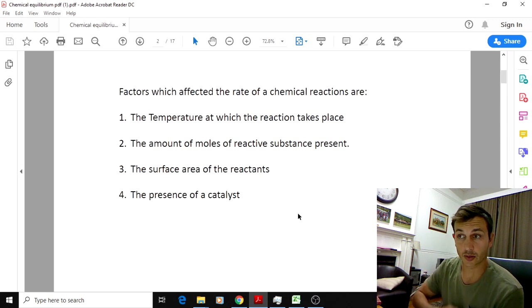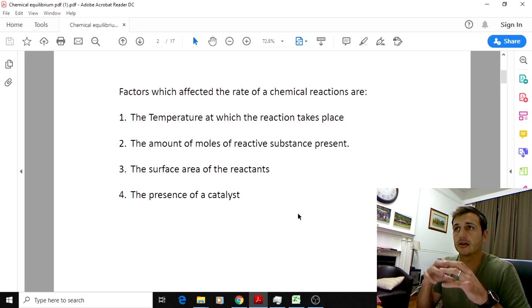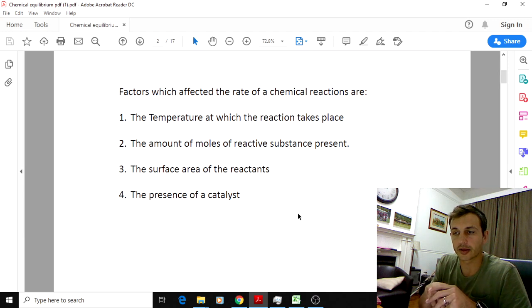First of all, we just need to look back to rates of reaction. That was a sort of build-up to chemical equilibrium, and these are the factors that affect the rate of a chemical reaction: temperature, amount of moles of reactive substance present, surface area, and catalyst. If those are involved, then it can create that activated complex, and then obviously you need effective collisions with the right amount of energy, and that forms a product.